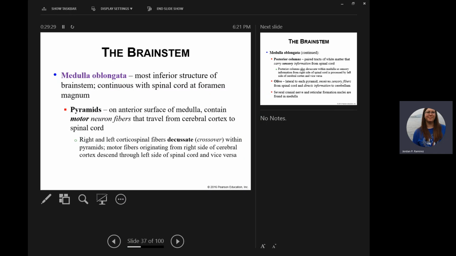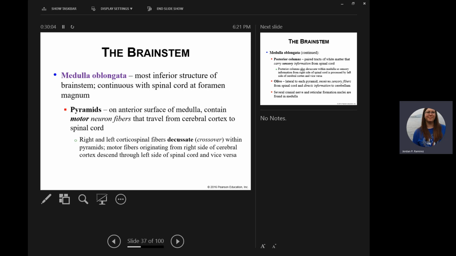All right, so the medulla oblongata has several different parts. It contains the pyramids, which are on the anterior surface of the medulla. They almost look like little projections. They're called pyramids because of the way they look. But basically they contain motor neuron fibers that travel from the cerebral cortex to the spinal cord. The right and left corticospinal fibers decussate, or cross over, within the pyramids.